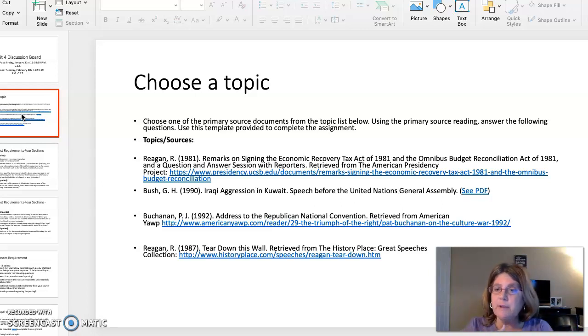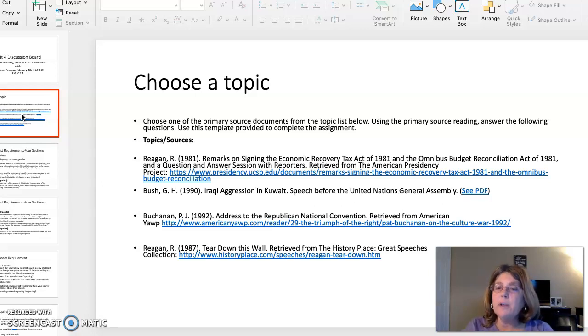The first is Reaganomics. The Reaganomics topic is basically an interview with President Reagan. It's remarks on signing the Economic Recovery Tax Act of 1981 and the Omnibus Budget Reconciliation Act of 1981. So that's the article you have to read associated with Reaganomics. It's a question and answer session with President Ronald Reagan.